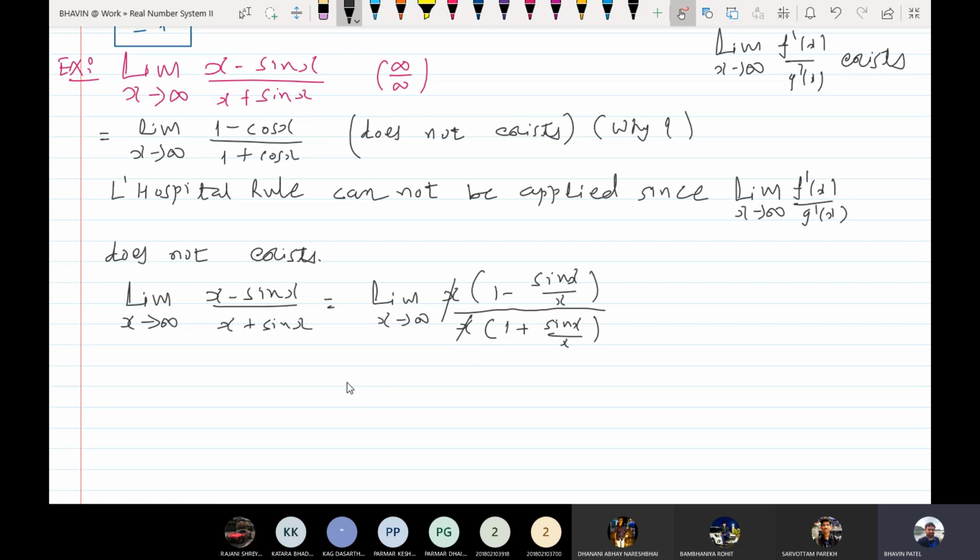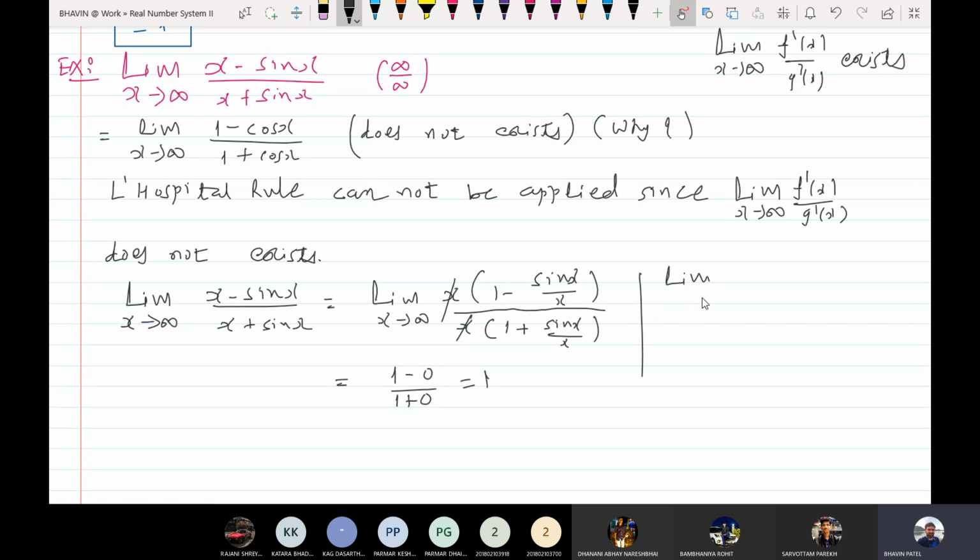So you are left with this. Now apply algebra of limit. So this is nothing but limit of 1 is 1. And what is the limit of 1 minus sin x upon x as x tends to infinity? This goes to 0, sin x upon x goes to 0. So our whole answer is 1.